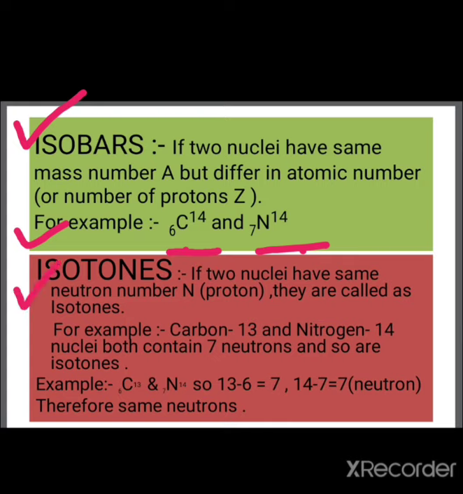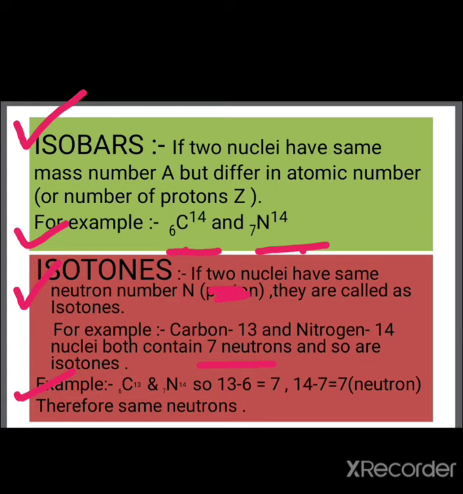Next we will discuss what are isotones. If two nuclei have the same neutron number, they are called isotones. For example, carbon 13 and nitrogen 14 nuclei both contain 7 neutrons, so they are isotones. I have written here 6C13 and 7N14.